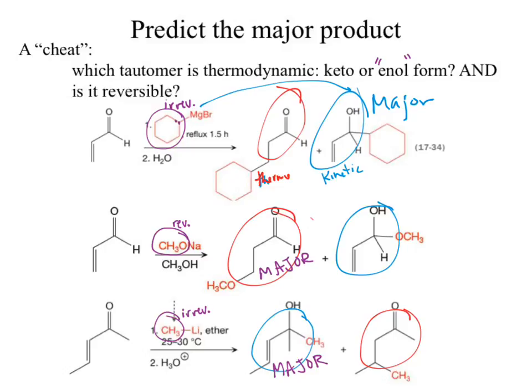It has that kind of kinetic versus thermodynamic relationship. There is an alkene and an alcohol present in it. It's just not an enol. So it's an ene-ol. Any way we want to do it, yeah. Okay. Questions on that? Yes.